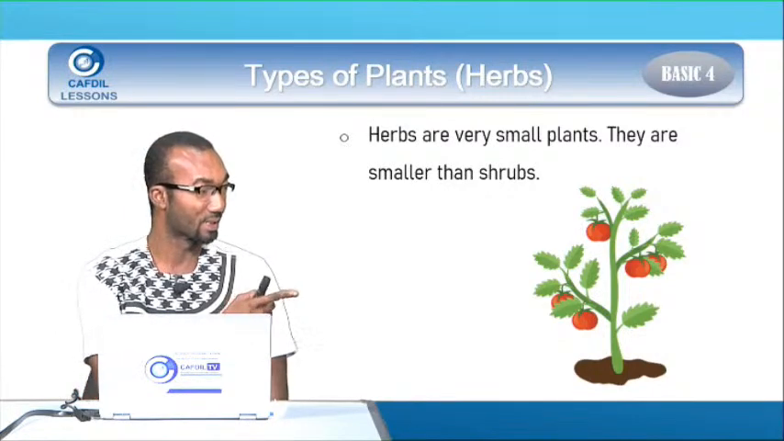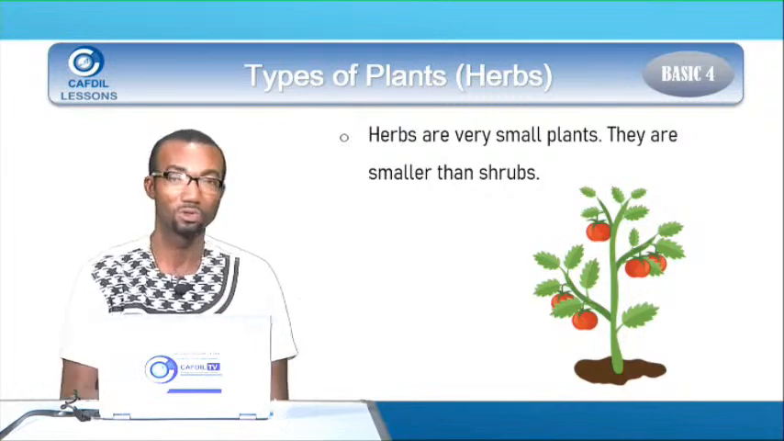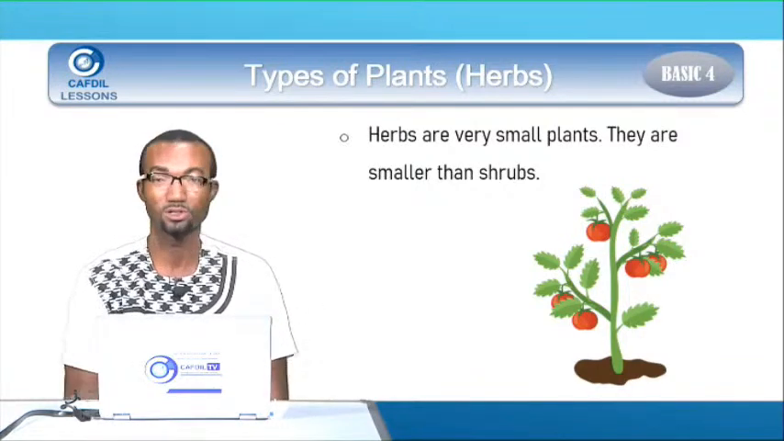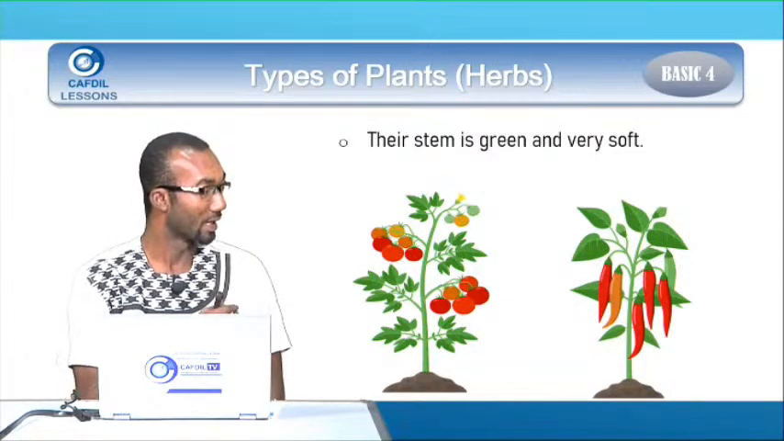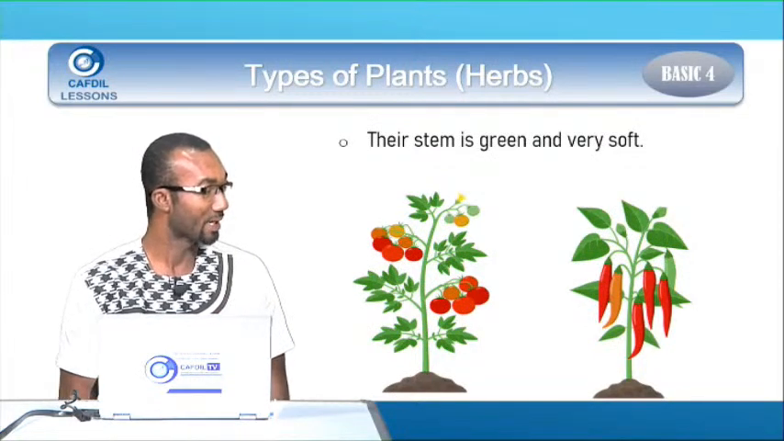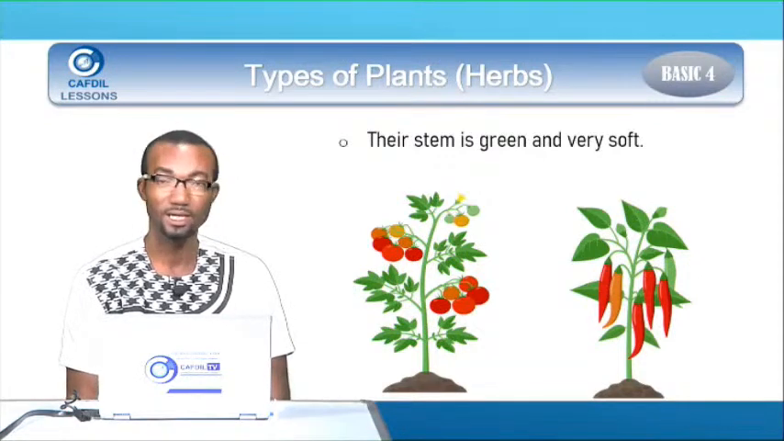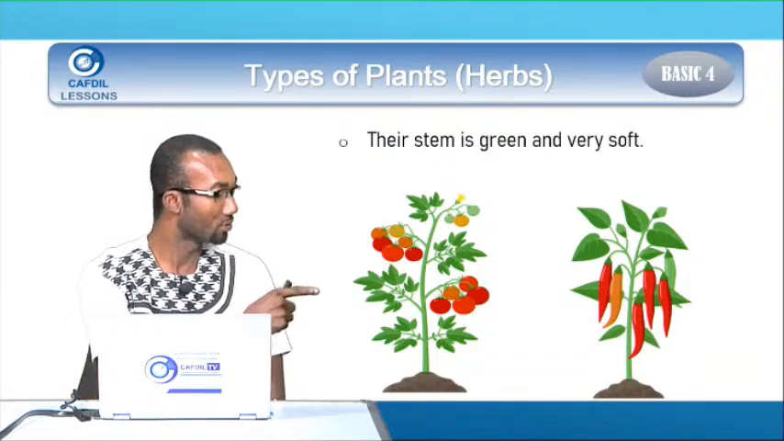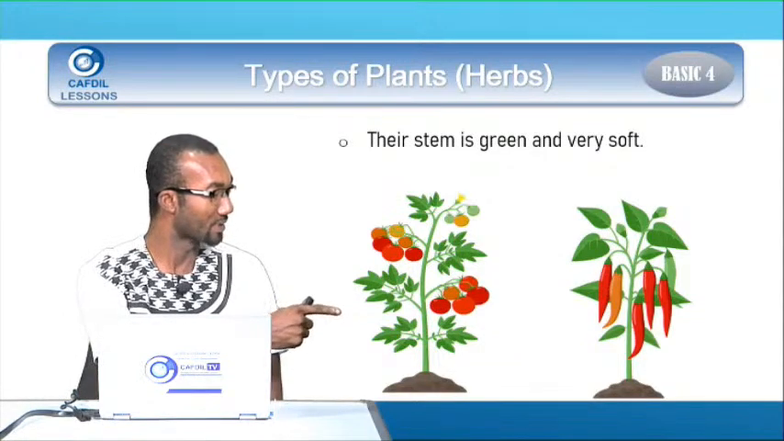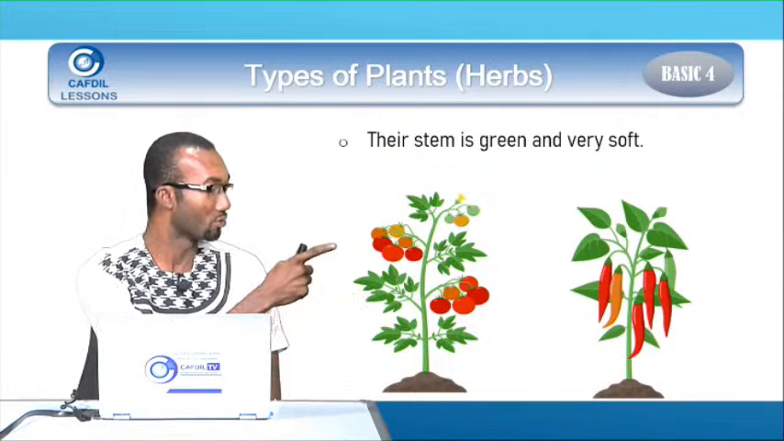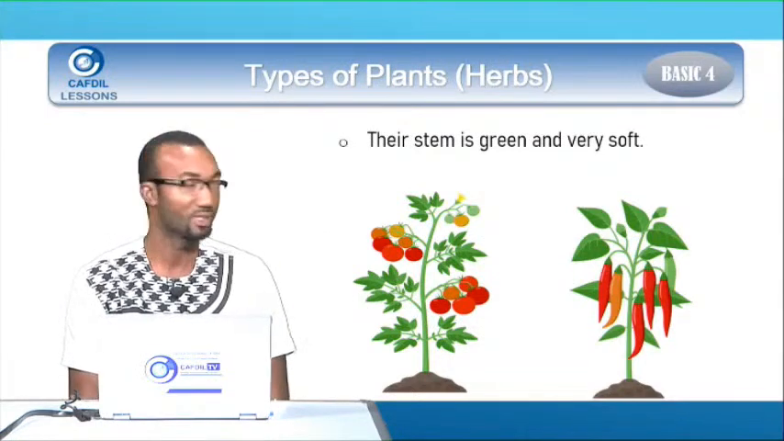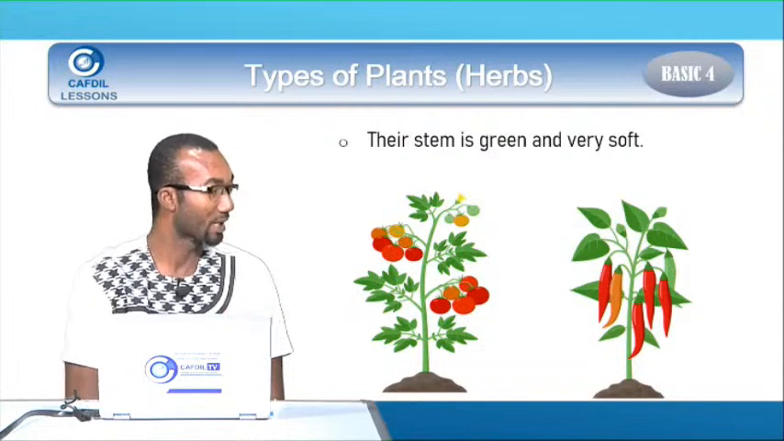So you can see the plant, the herb. You see that this is smaller if you compare it to the shrubs. Okay, another thing about the herb is that the stem is green and very soft. The stem is the long part that connects the roots to the leaves. That is what we call the stem, as we discussed. And you see that the whole stem is green.